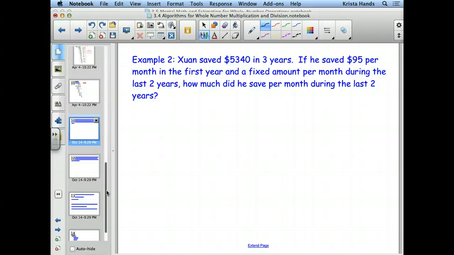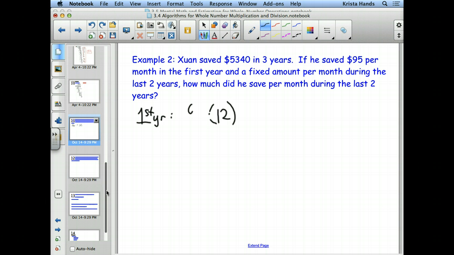So there's a lot going on. How would you start? Do the first year first. Okay. Figure out how much. So you want to start with the first year. All right, so Marilee, what would you do for the first year? 95 times 12. Okay, and where did 12 come from? Because it says per month and there are 12 months in it. Right.